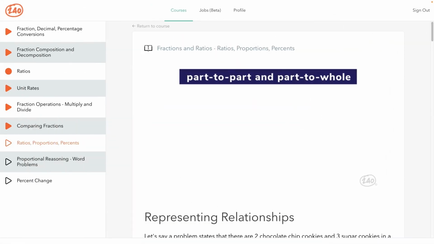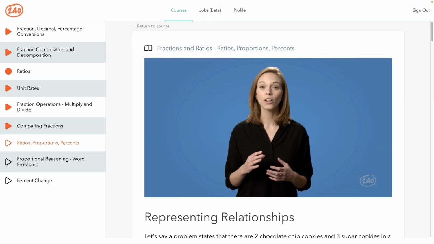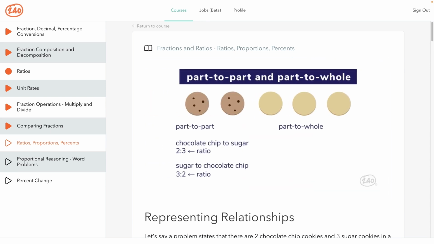Let's say a problem states that there are 2 chocolate chip cookies and 3 sugar cookies in a jar. You could represent this using part-to-part comparisons. For example, 2 to 3 means that for every 2 chocolate chip cookies, there are 3 sugar cookies. Or you could do the inverse, 3 to 2. For every 3 sugar cookies, there are 2 chocolate chip cookies. We could also make part-to-whole comparisons. The whole is 2 chocolate chip cookies plus 3 sugar cookies equals 5 total cookies.